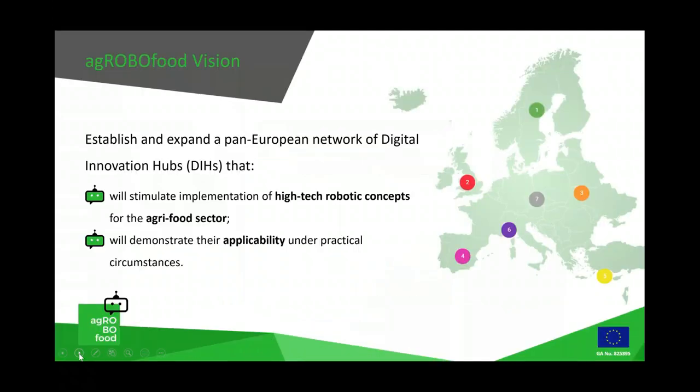The vision of Agrobofood is quite ambitious. What we are hoping to do throughout the duration of the project is to establish a truly pan-European network of digital innovation hubs, but not just any digital innovation hubs. We are focused on those that are developing robotic solutions for the agri-food sector, that are willing to demonstrate the applicability of robotics in this field, and that are devoted to truly digitalizing and roboticizing this sector that is still somewhat not keeping up with other industries in the field.